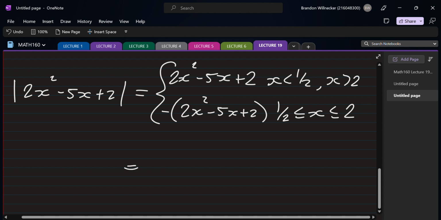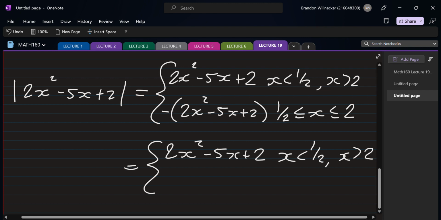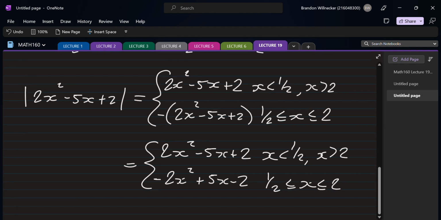So the absolute value now becomes this split function or piecewise function. So we have 2x squared minus 5x plus 2 for x is less than 1/2 or x is greater than 2. And then distributing the minus sign, we have minus 2x squared plus 5x minus 2 if it is within the interval. Okay, so from a single function, we now get a piecewise function depending on where we are.